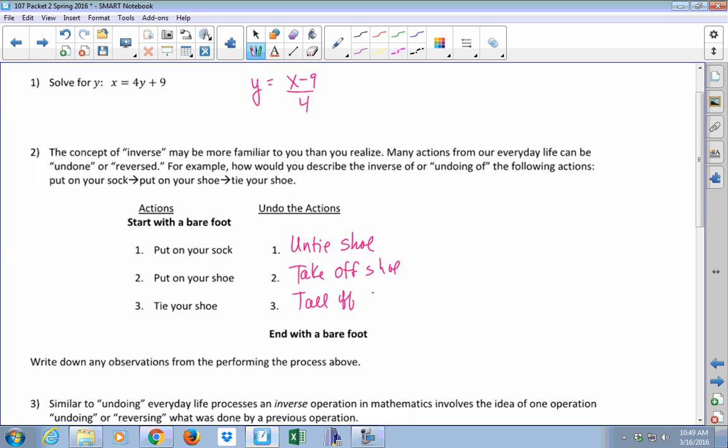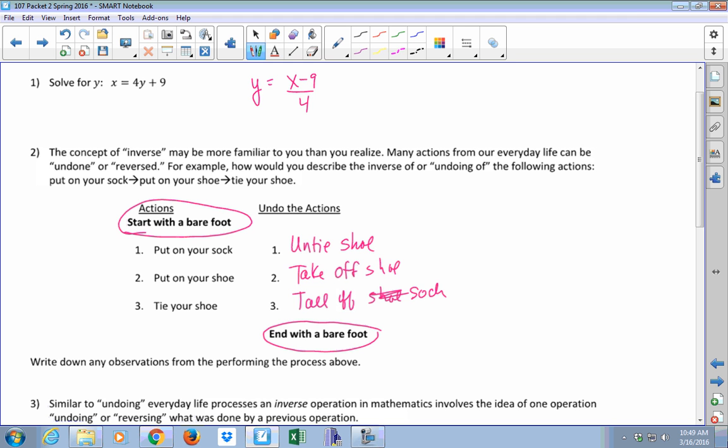And then notice there's a couple of things going on here. You're ending up in exactly the same place that you started off. And this only happens with inverse operations, done in a particular order. So what's important here is not only did you undo each of these 3 actions, but the order that they're done is very important. So notice you undid the last thing you did.